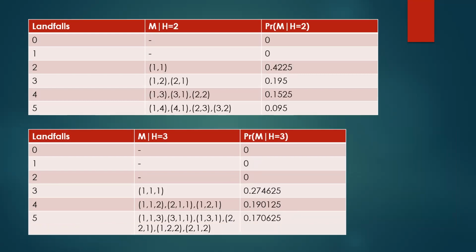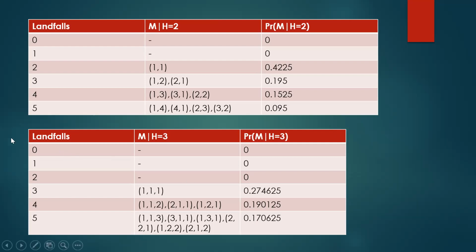And for the third table, landfall given that hurricane is equal to 2, and probability of landfall given that hurricane is equal to 2. So the number of hurricanes is 2 in this case. So the minimum number of landfalls must be 2. We cannot have 2 hurricanes but only 1 landfall. It's not possible. So the minimum number of hurricanes is 2, and the minimum number of landfalls also must be 2.